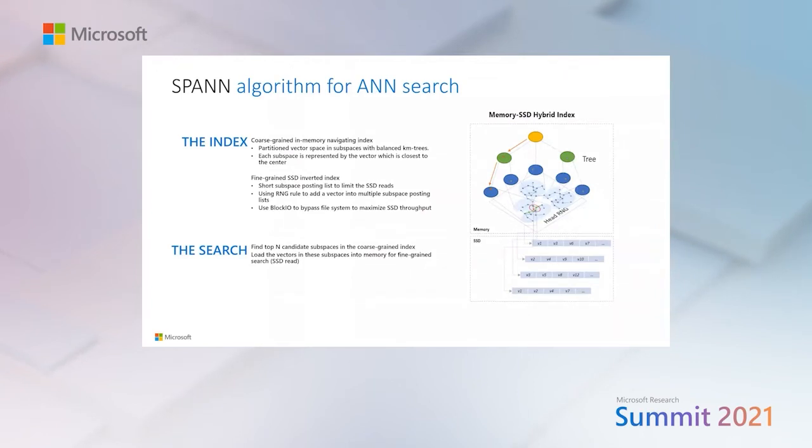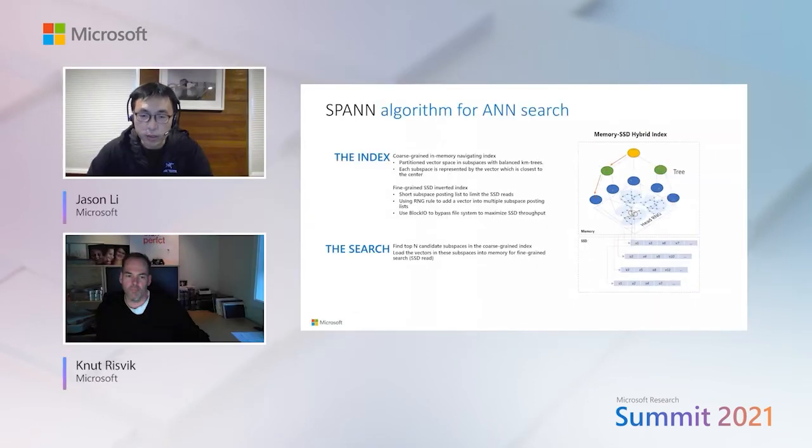We also use a relative neighborhood graph rule to add a vector into multiple subspaces to avoid the classic boundary problem. And because for each query we need to load tons of vectors from SSD, we developed a block I/O mechanism to bypass the file system to maximize the SSD throughput.